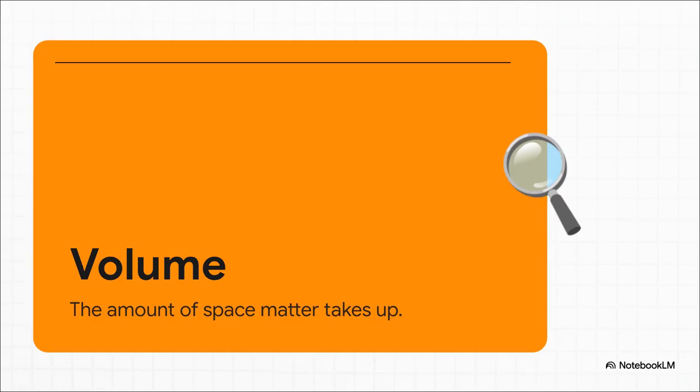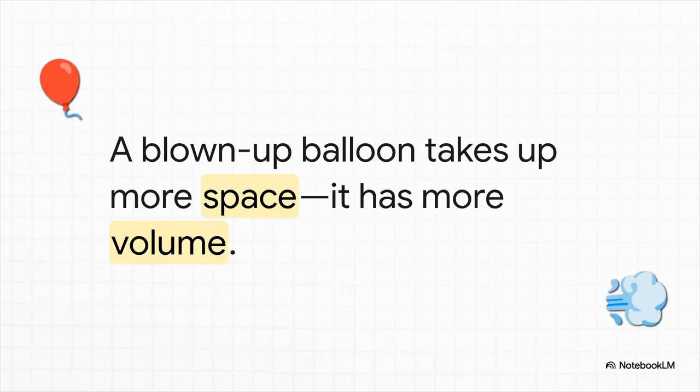Okay, our second tool is volume. And if mass is about the stuff, then volume is all about the space. It's a measurement of how much room an object physically occupies. It's not about what's inside, it's about how big it is on the outside. The balloon is a great example. The actual air inside doesn't have a whole lot of mass, but once you blow it up, it takes up a lot of space. It has a high volume. So just remember, mass is the stuff and volume is the space.